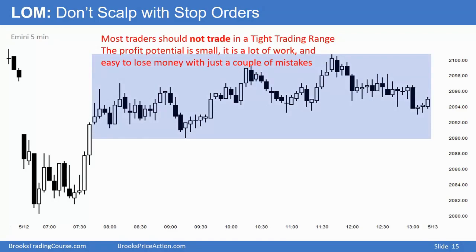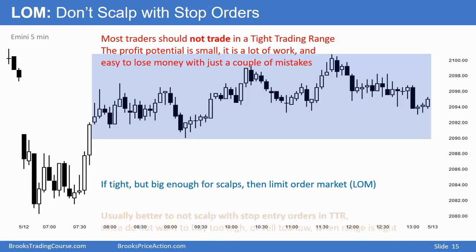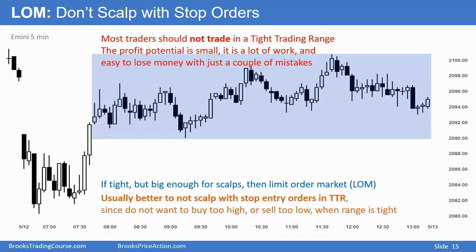Most traders should not trade whenever the range is tight. The profit potential is small, it's a lot of work, and it's easy to lose money with just a couple of mistakes. If it's tight, but big enough for scalps, some traders will trade with limit orders. Again, if it's tight, you should not be entering with stop orders, because most of the breakouts will not go far enough for a swing trade. Most of the breakouts won't go far enough for a scalp, and you don't want to be buying too high or selling too low when the range is tight, because you have to bet that each leg up or down is going to reverse within a few bars.